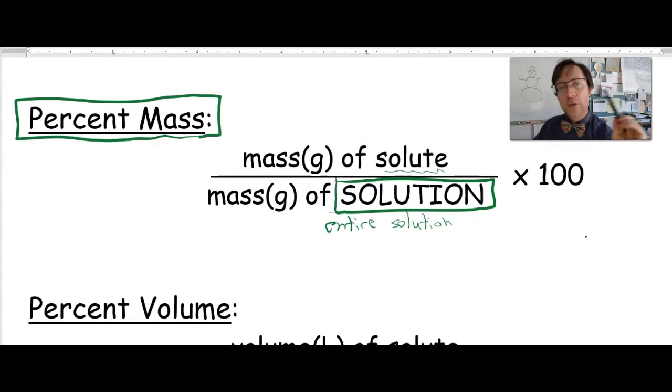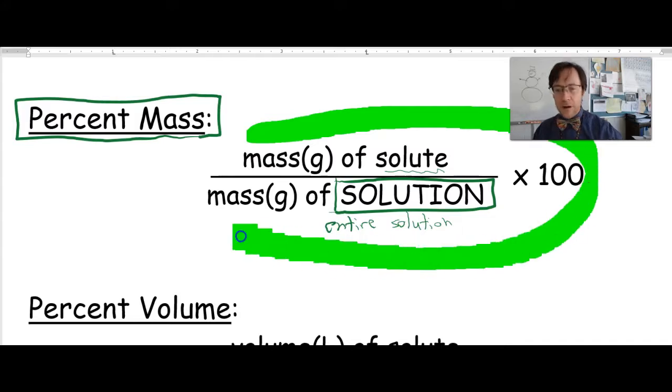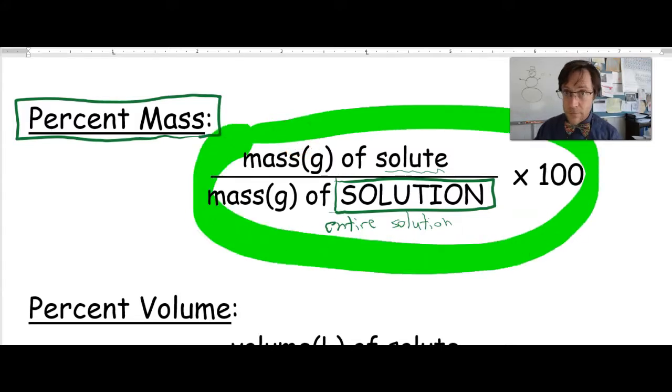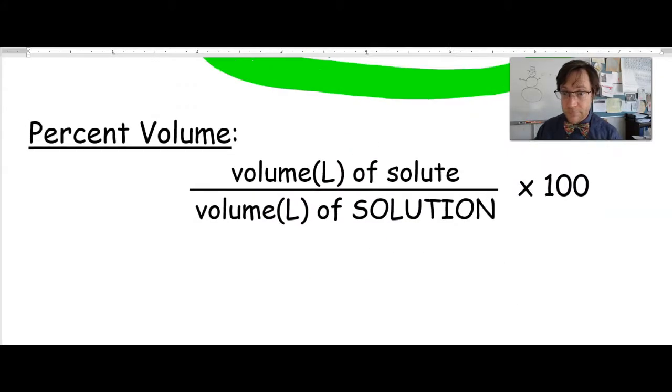But before I go there, I want you to take a good hard look at this equation right here. And now look at this one. I'll give you a minute. You see anything similar? Yeah. So percent by mass is exactly the same as percent by volume. Percent volume is exactly the same as percent by mass. Just one uses mass, one uses volume.